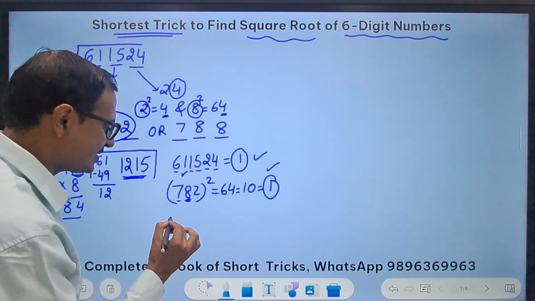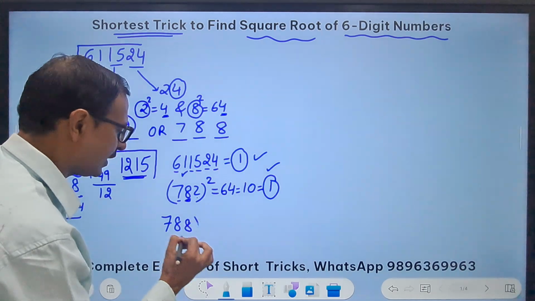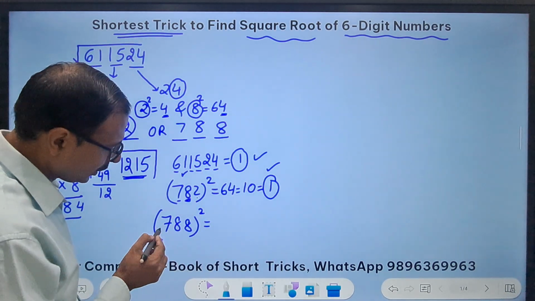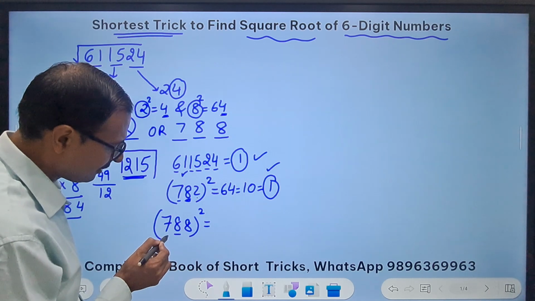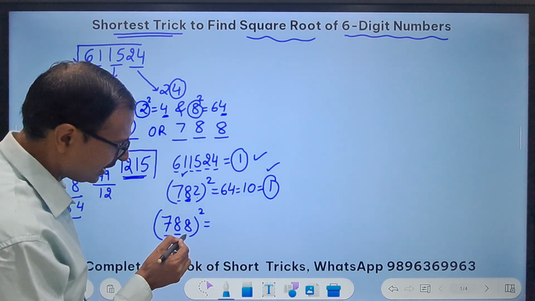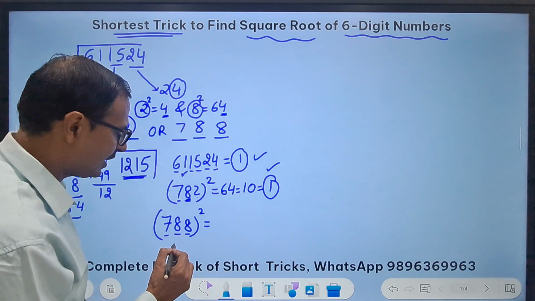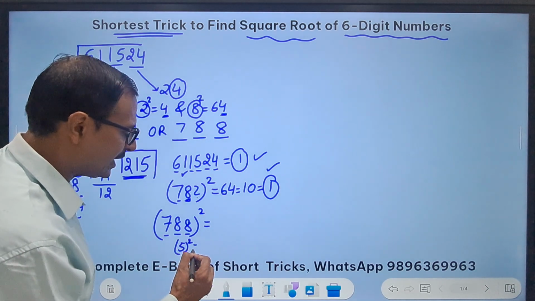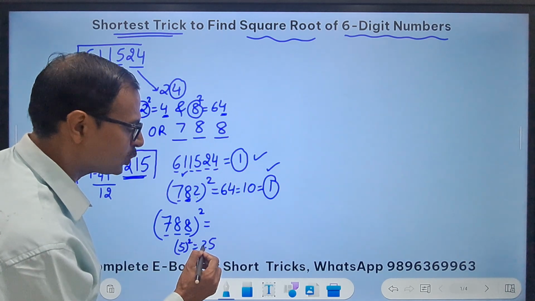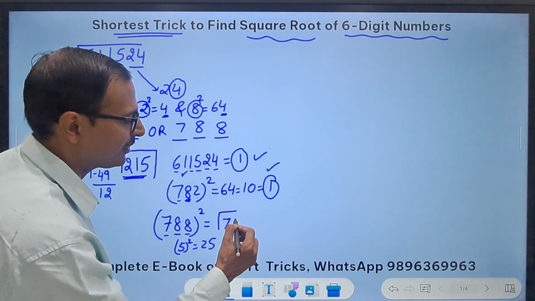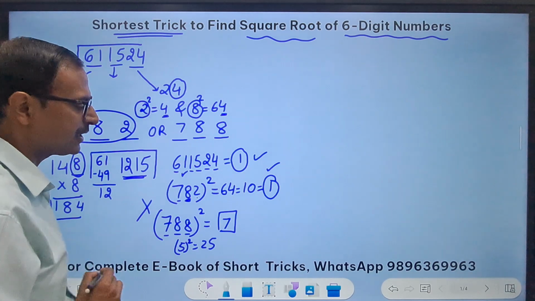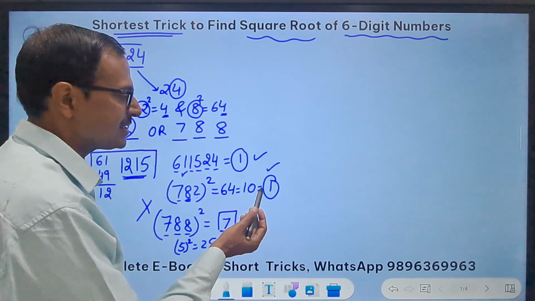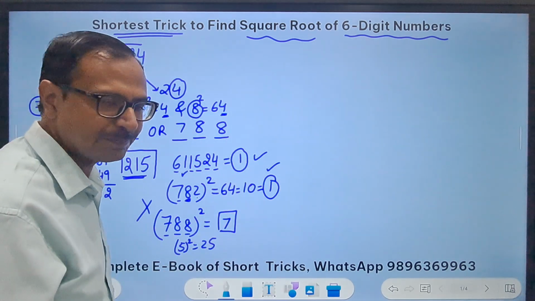Now let's reject this 788 square. Does it give a different digit sum? Let's check. Now there are no 9s here, so 8 plus 7 is 15, 15 plus 8 is 23. 23 means 2 plus 3 is 5, so 5 square, and 5 square is 25, and 25 means 5 plus 2 is 7. So we have a different digit sum, and therefore this is not the answer for the question. So 782 is the answer because it is giving the same digit sum.